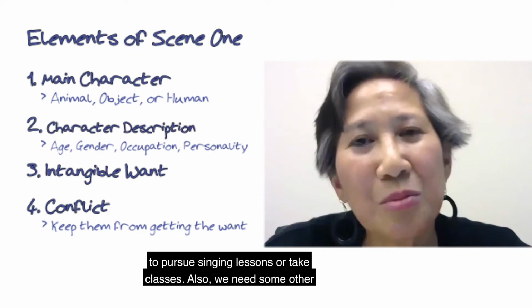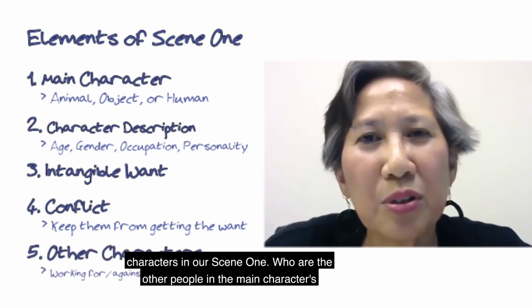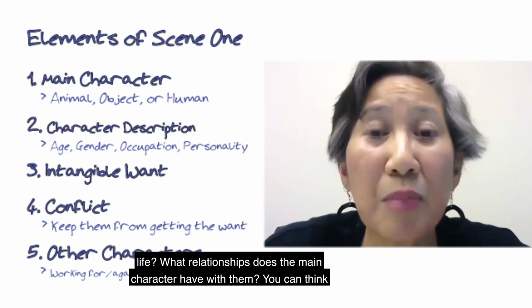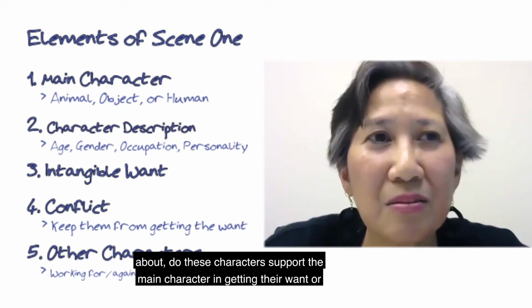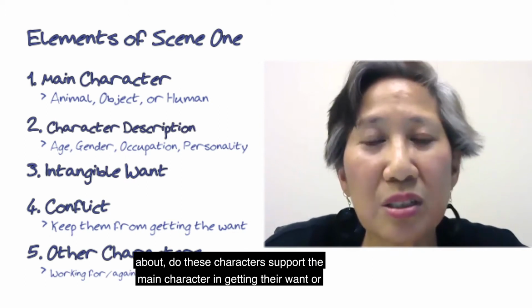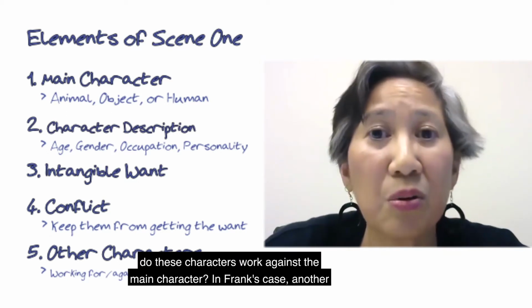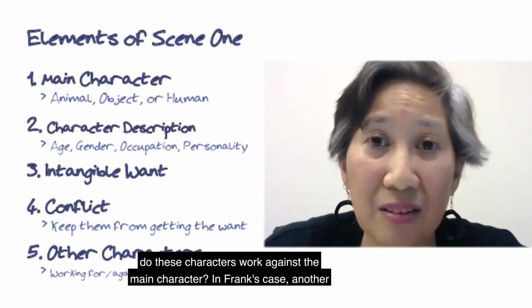Also, we need some other characters in our scene 1. Who are the other people in the main character's life? What relationships does the main character have with them? You can think about, do these characters support the main character in getting their want? Or do these characters work against the main character?